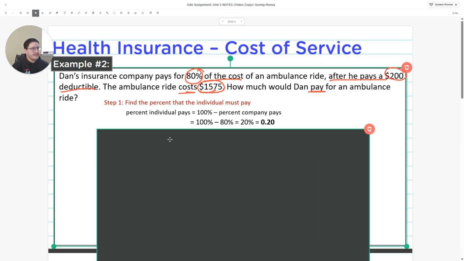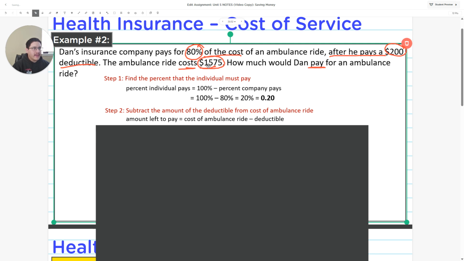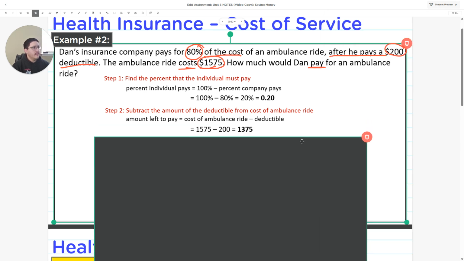And there we go. Next step, subtract the amount of the deductible from the cost of the ambulance ride. Because notice the verbiage: Dan's insurance company pays for 80% of the cost of the ambulance ride after he pays a $200 deductible. So the first thing we have to do before we calculate the rest is take $200 off the ambulance ride. So we're going to subtract 200 from 1575. 1575 minus 200 will be $1,375. And there we go.